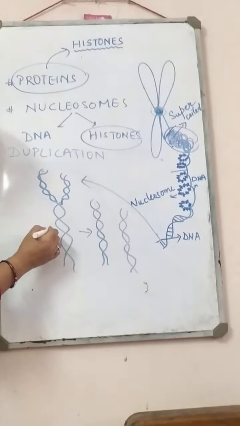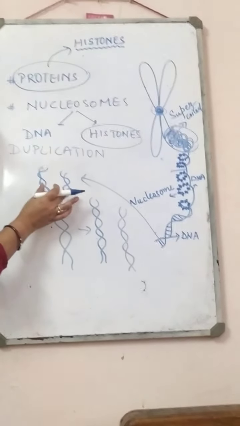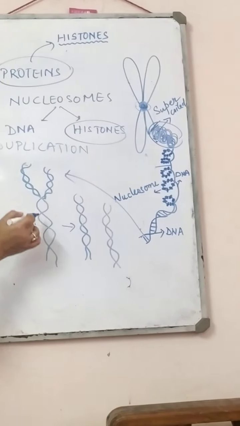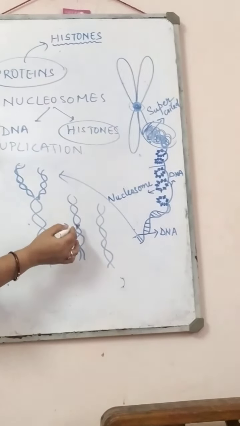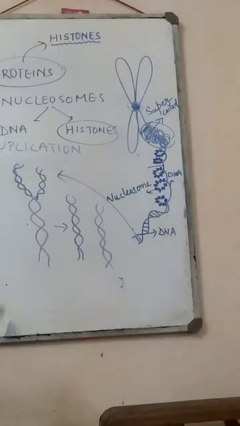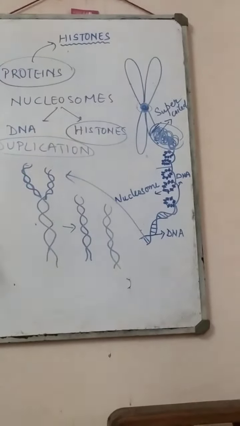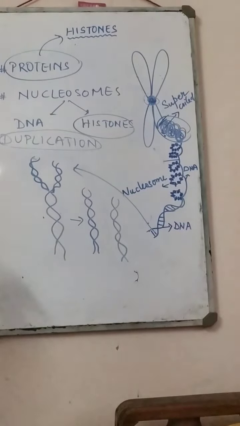So like this, from a single DNA, slowly both the strands get split from one another, and from that particular end again the base pairing starts. In this way, from one DNA, two DNAs are formed, and this process is called DNA duplication. So today we discuss two things: histones and DNA duplication.